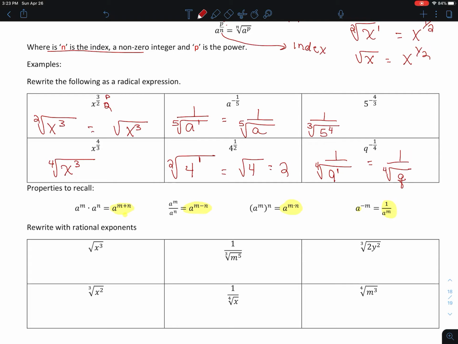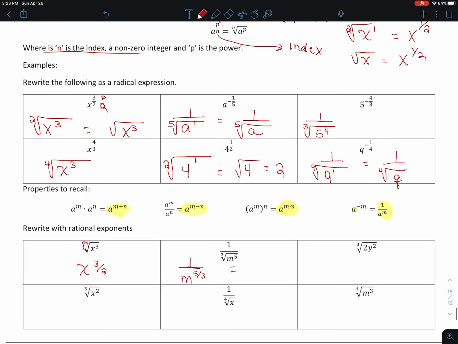So I want to rewrite this with rational exponents. So this would be x, the power is 3, and the index is 2. Remember, if there's nothing here, that's an understood 2. Okay, because this one is in the denominator, this is going to be a negative 1 over m, to the power is 5. The index is 3. So we could write this as m to the negative 5/3.